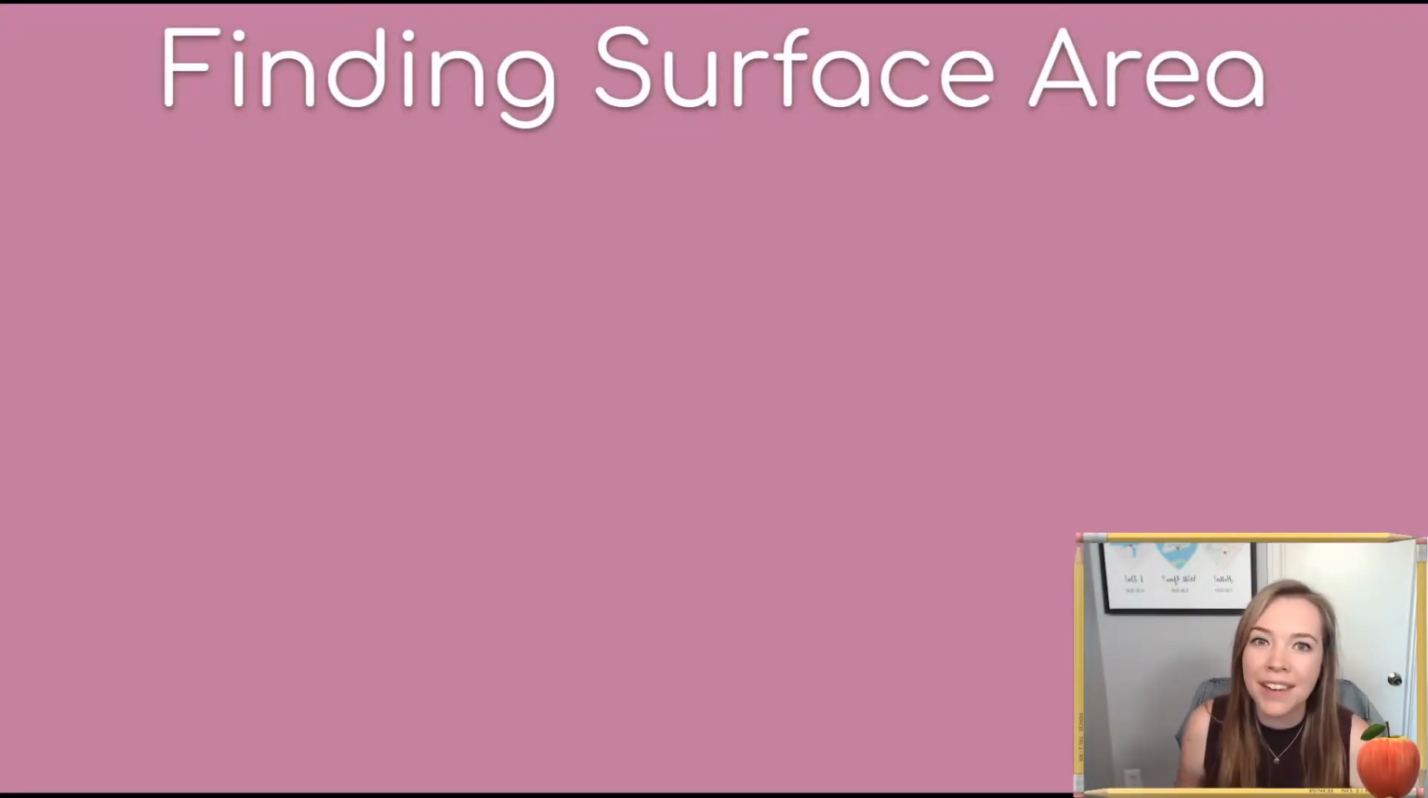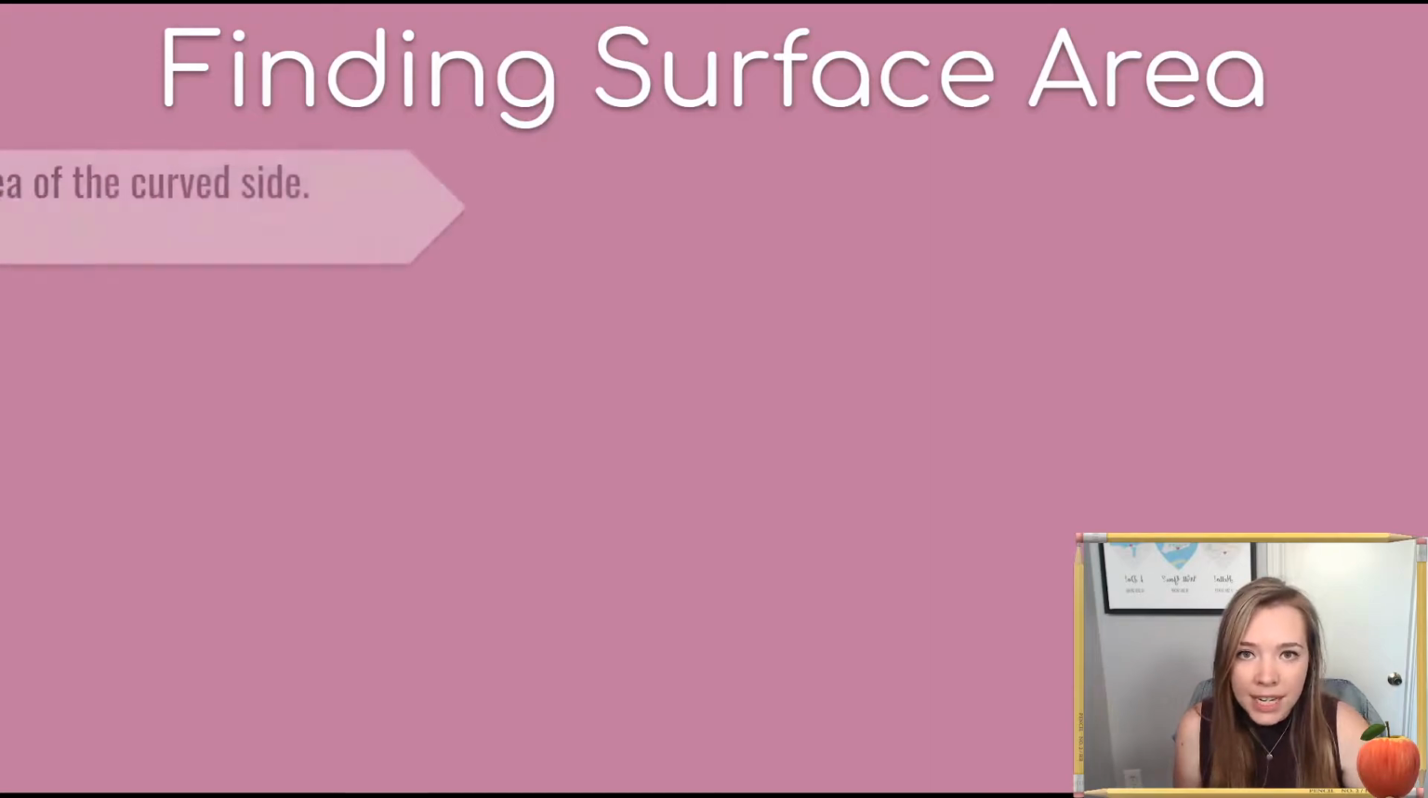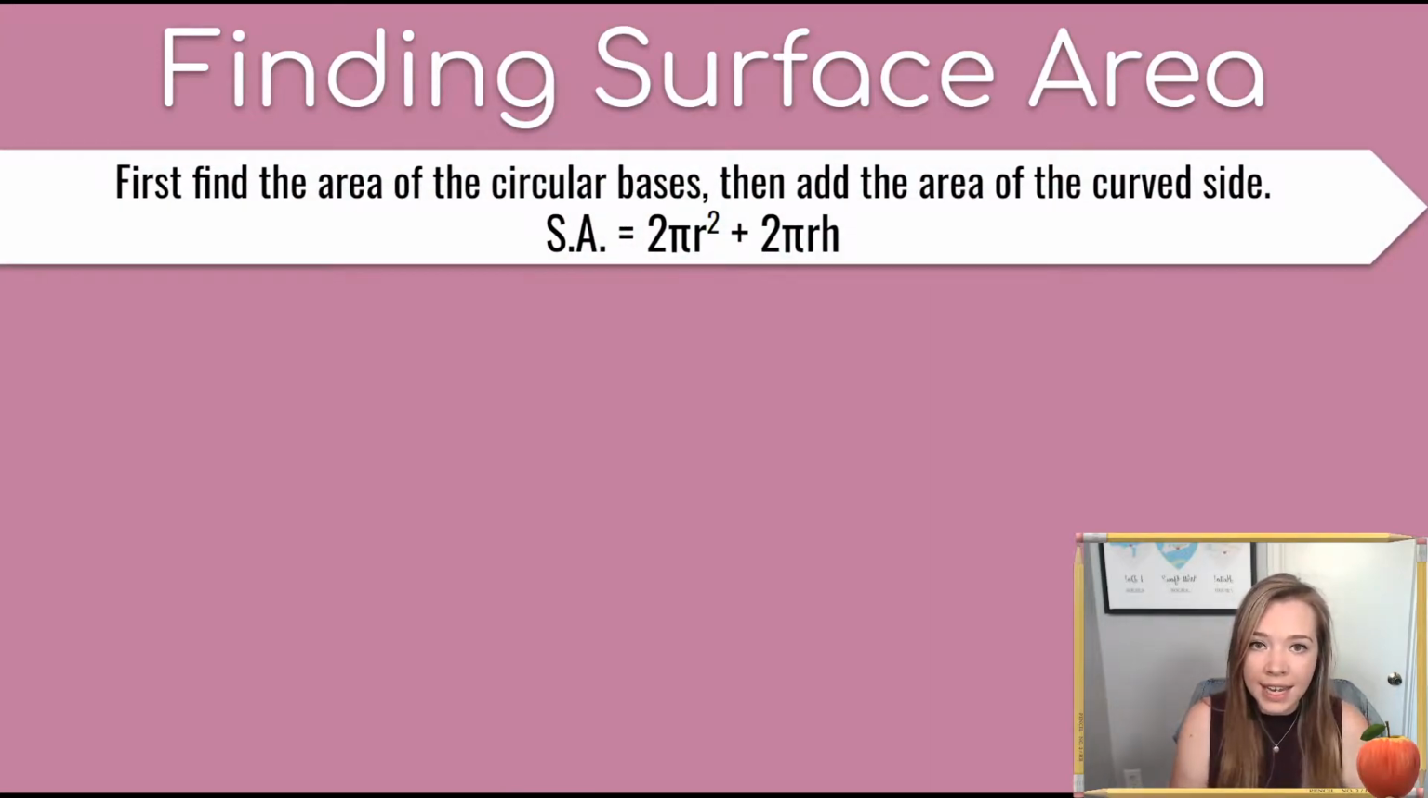So how do we find the surface area? Well, I think the net figure, or the two-dimensional flattened version of a cylinder, is the easiest way to think about finding that total area. So the first thing we need to do is find the area of both of those circular bases, and then we need to find the area of that curved side, or that rectangle that connects those two bases.